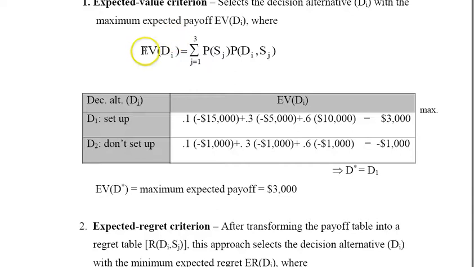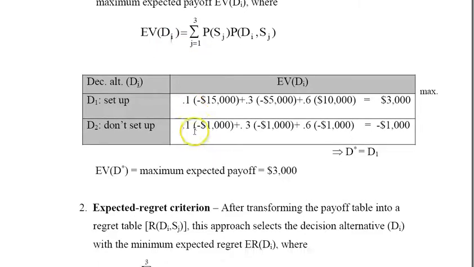And you notice that this is the formula for expected value. That's the probability of the state of nature, that's the payoff, and we do that for the three states of nature for each of the decisions 1 and 2.